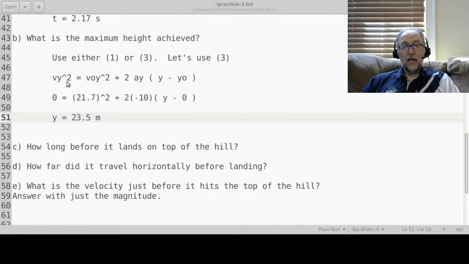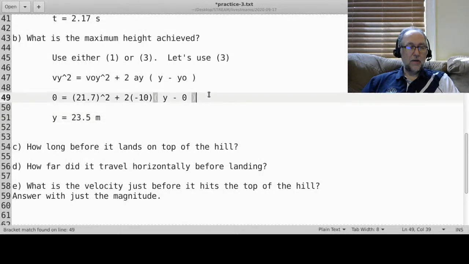Let's use number 3. So that's the one that has vy squared is equal to v naught y squared plus 2ay times y minus y naught. Okay, and so vy is 0. v naught y we found above was 21.7, squared. 2 times negative 10. Y minus y naught is 0. Okay, and I got 23.5.